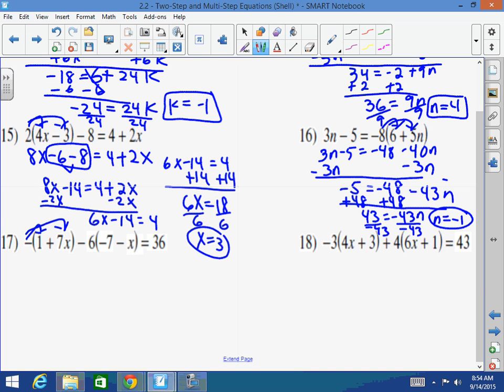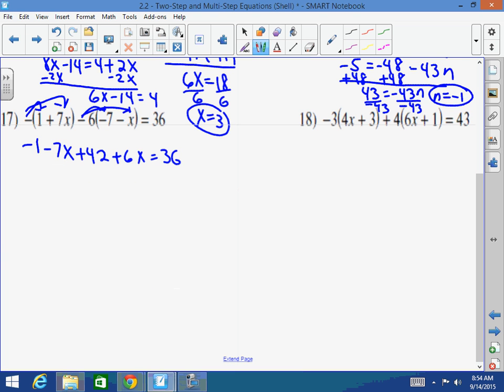Distribute this negative, which gives me -1 minus 7x, and also the -6, giving me 42 plus 6x equals 36. Now what, my man? Very good. You're going to combine like terms. So -1 plus 42 is 41. -7x plus 6x is -x, equals 36. Now what, my man?